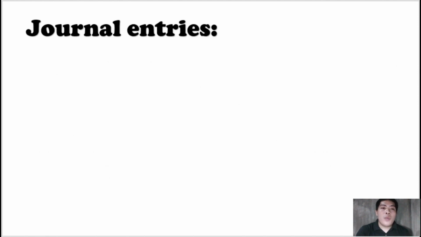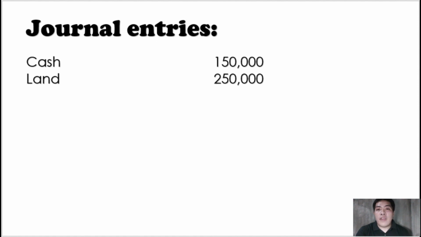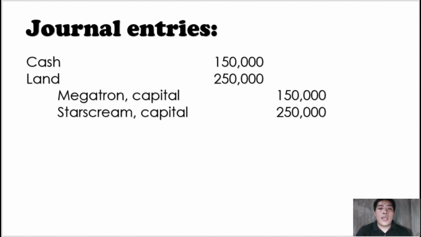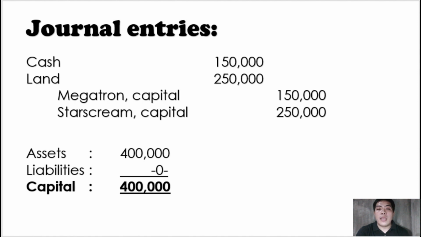So, yung journal entries, we have to debit cash, 150,000. Then, we have to debit land at fair value, 250,000. Then, we have to credit yung capital accounts respectively. Okay. 250 kay Starscream at saka 150,000 kay Megatron. Equivalent lang dun sa kanilang investment. So, as of this formation, yung asset, 400, walang liabilities. So, yung capital, equivalent dun sa asset investments. Okay.